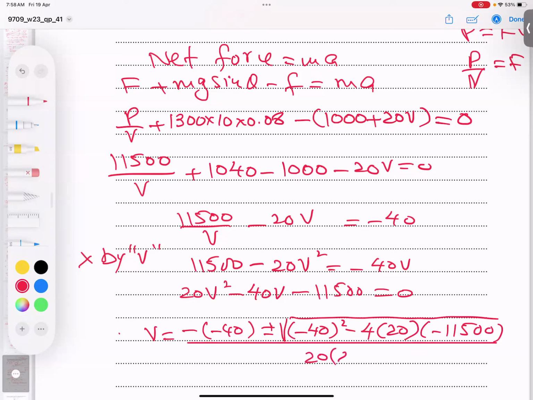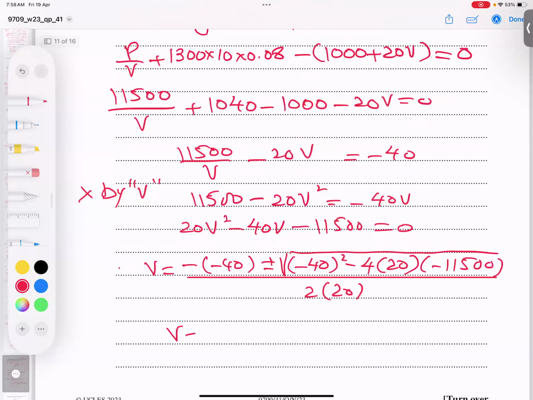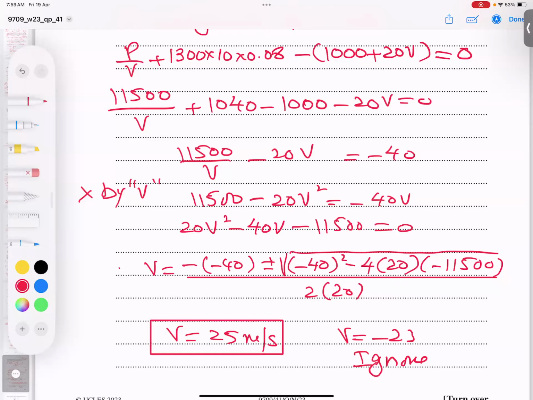As a teacher, I suggest you at least show this working step, and then you can do it directly in the calculator. We got two answers, 25 and negative 23. This one we ignore. Okay, this is my answer, and I believe you got the point.